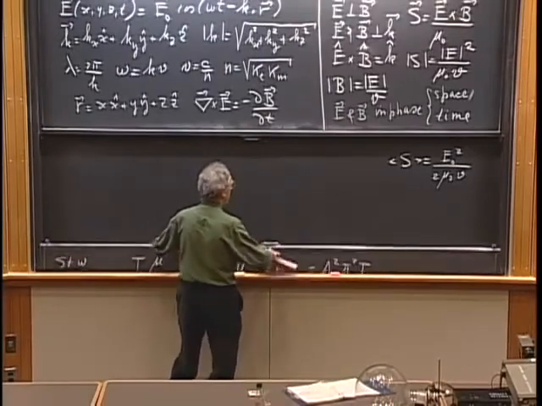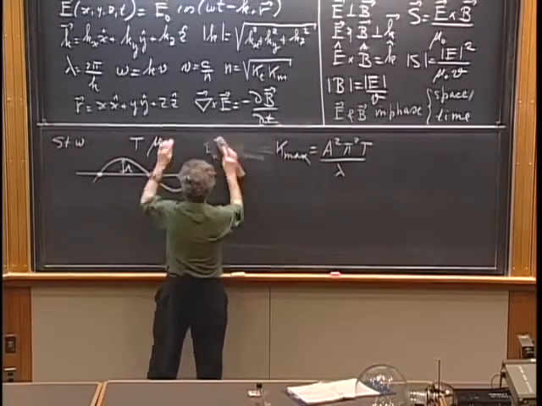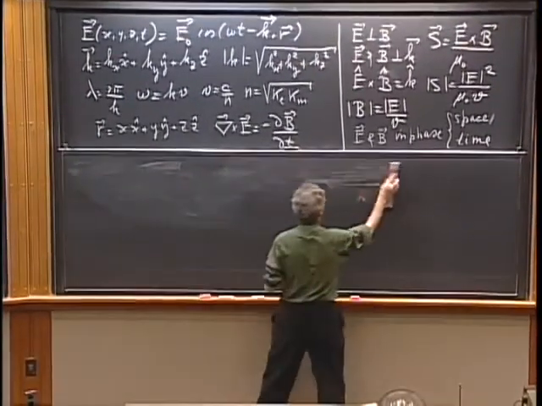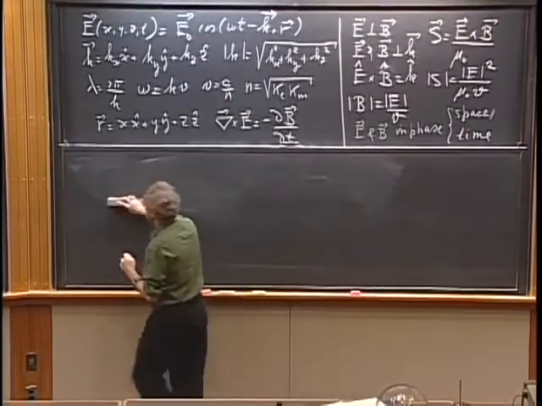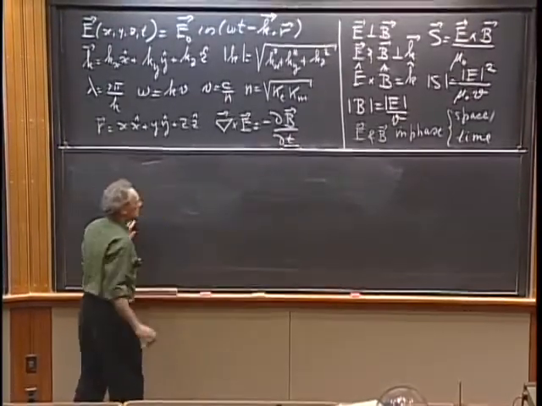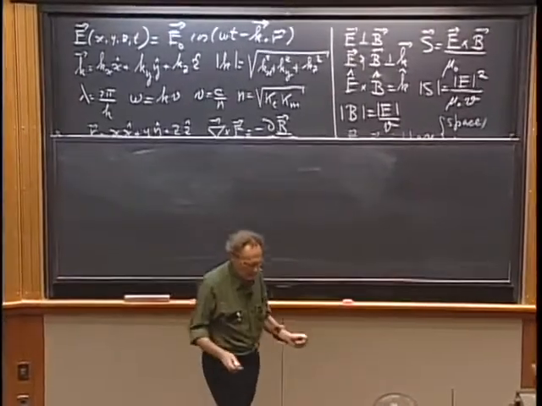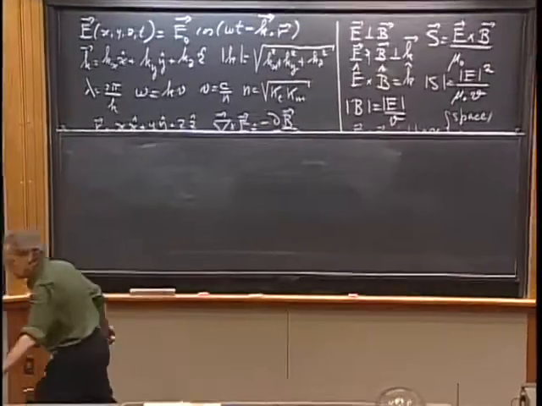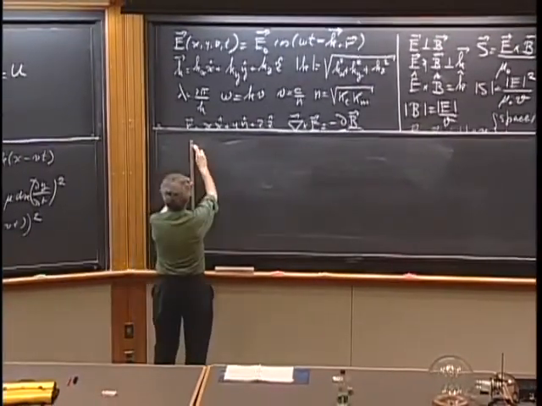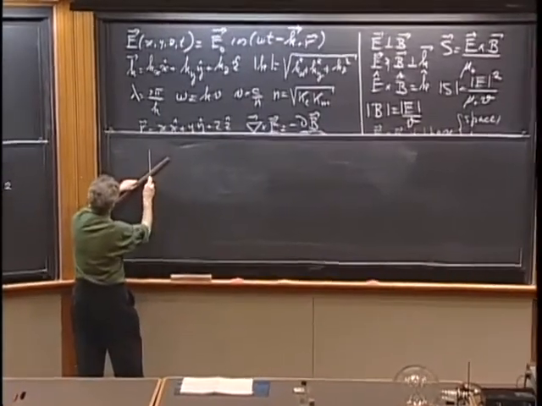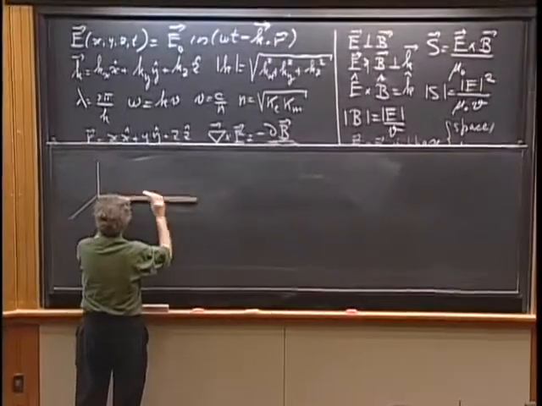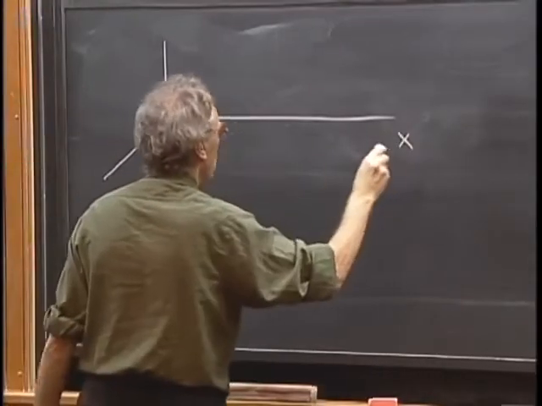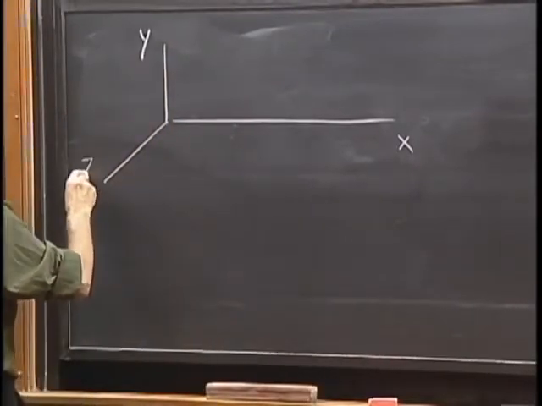Now, I want to go to standing waves. A standing electromagnetic wave, just like the one on a string, has a separation of space and time. Let us suppose we take a specific example. We have here a coordinate system. I will call this X, call this Y, and call this Z.